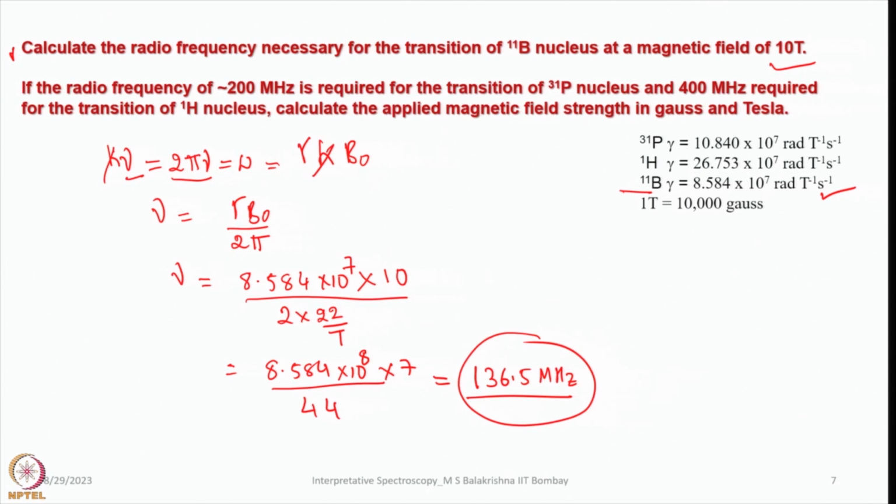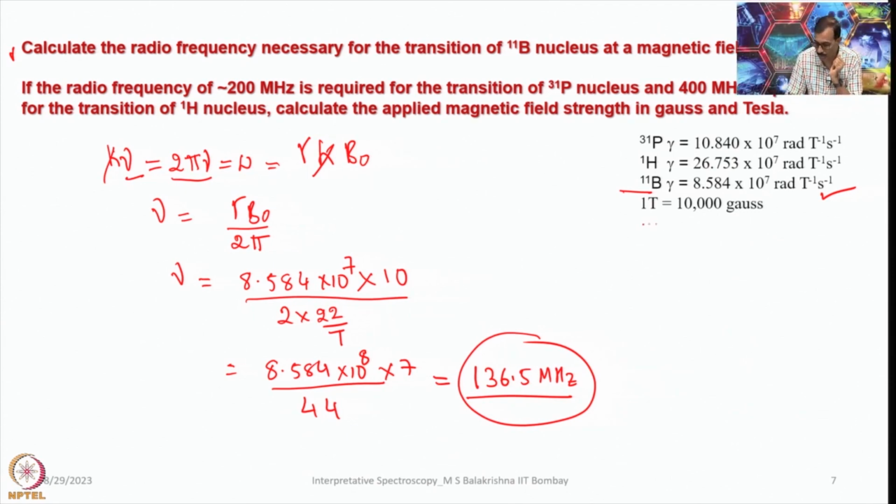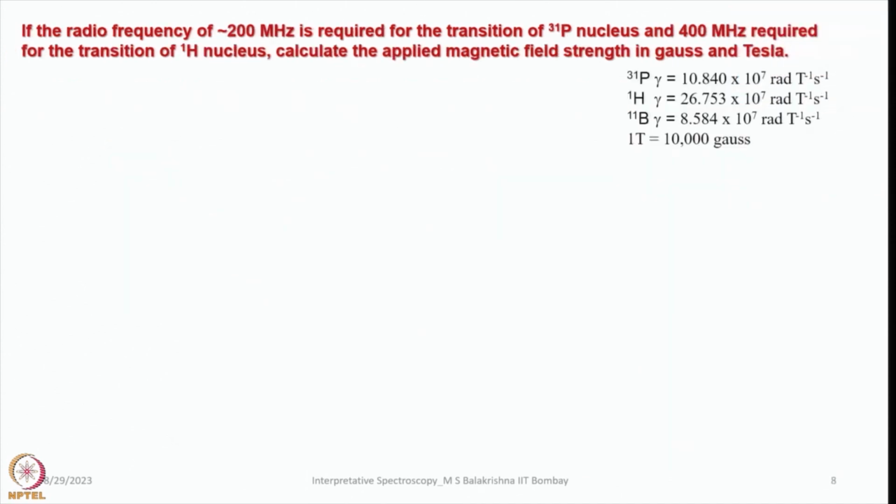So, you should remember 10,000 Gauss equals 1 Tesla, that also I have given here. So, conversion. So, let us do this one. Now, again here use the same equation, nu equals gamma over 2 pi into B naught. So, now we know this is known, gamma is known, and we have to find out B naught in case of 200 megahertz phosphorus NMR.